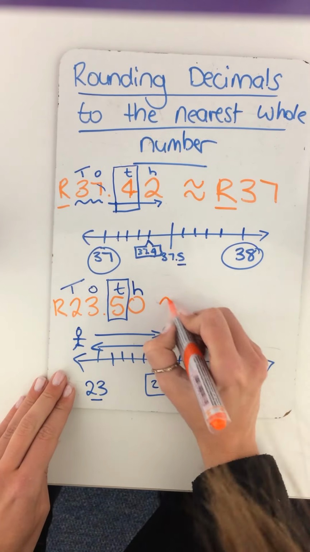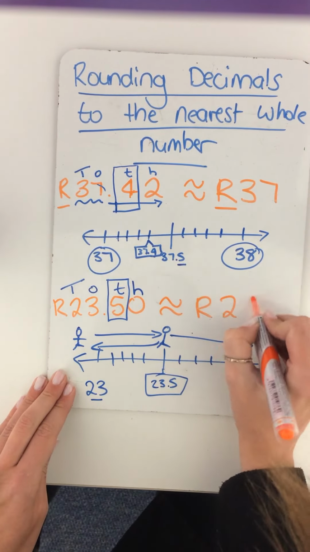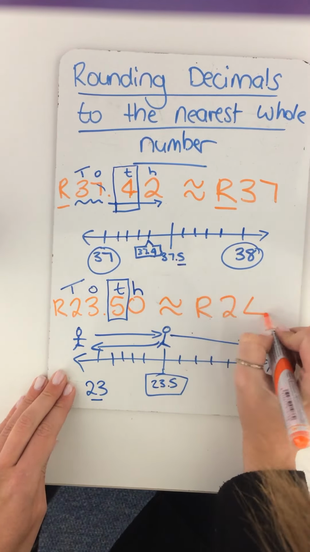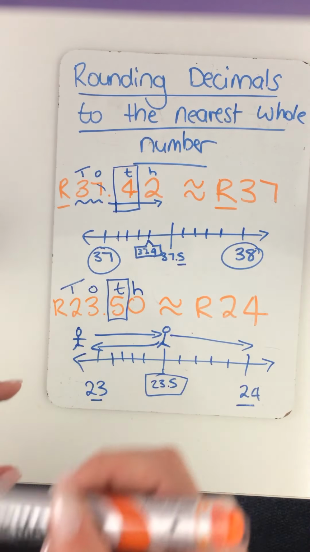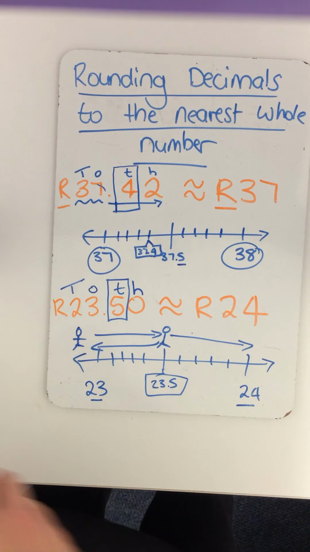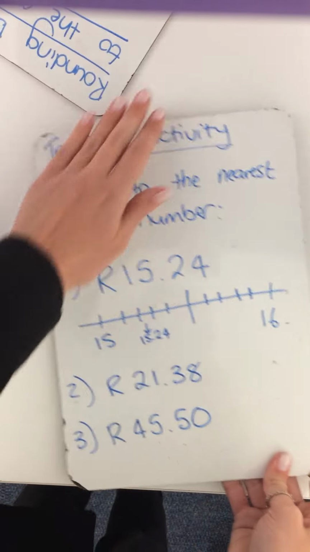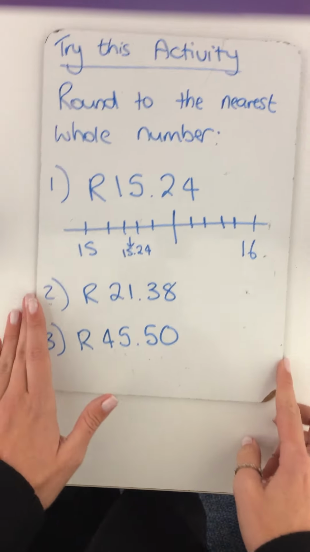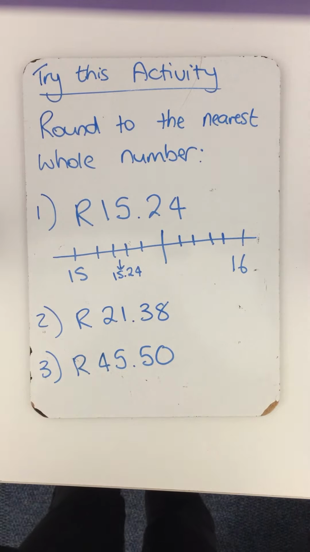So 23.5 rounds off to 24. When there's a 5 in the tenths place, it's going to go up to the next number. If it's lower than 5, like a 4 in the earlier example, then it goes down to the number that was before. If you understand this clearly, then please pause this video and try this example in your online journal, please.